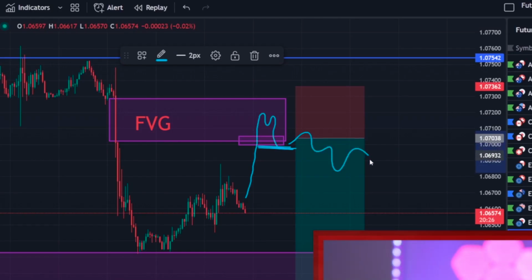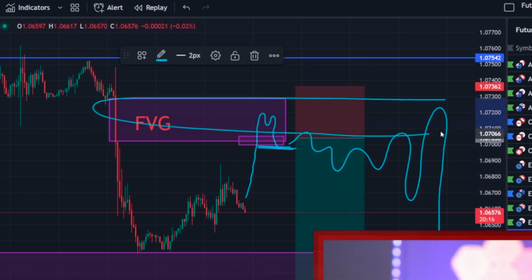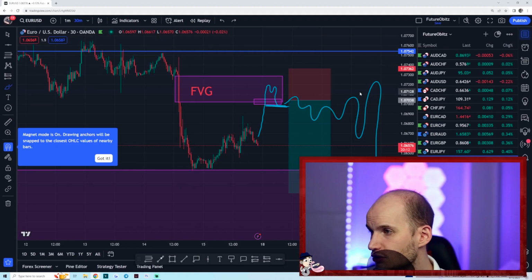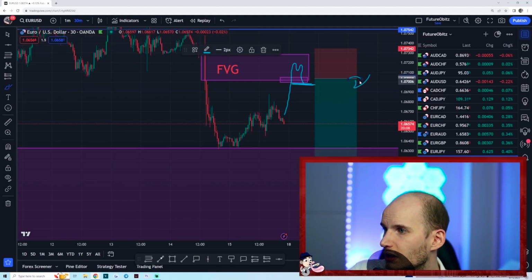Maybe even this, and then up, and then boom. Doesn't matter if it goes up here, as long as it respects the fair value gap and stays within this area here, then it should be good. Okay, so that's how I would take a trade. So my potential entry would be here, and my potential exit would be down here.